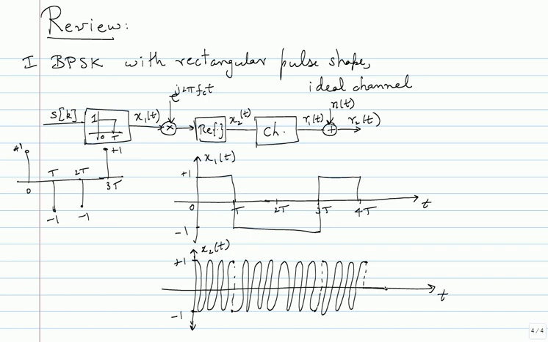Suppose I give you only x2 of t. How do you identify the symbols? Just by looking at it. Yeah, so you have to look at places where phase change happened. Given you know T, you know exactly where to look. Suppose you don't know capital T. Suppose you don't know 0. When will you not know 0?